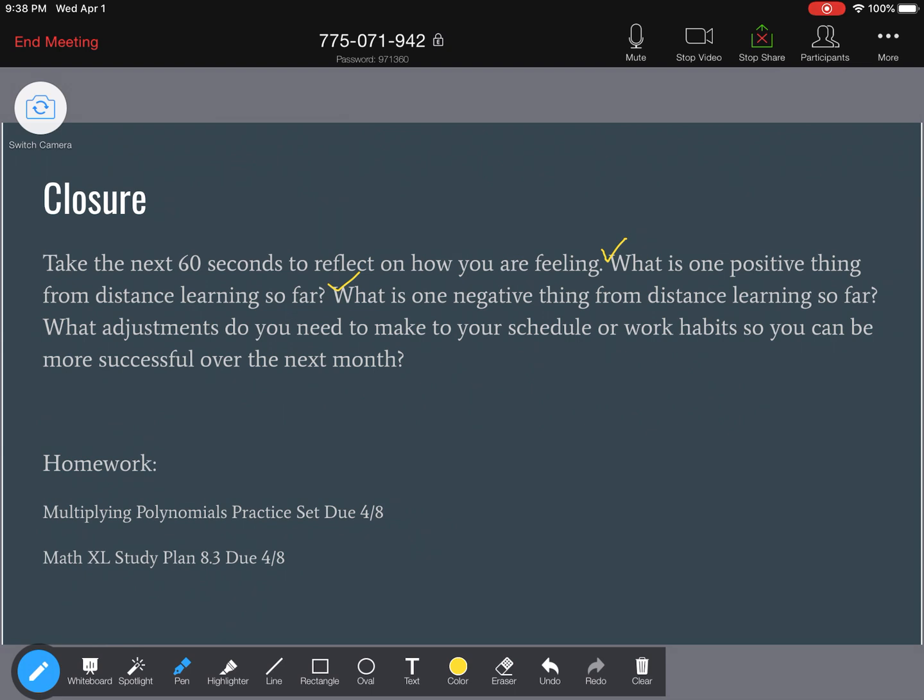And then take some time to think about what adjustments you need to make to your schedule, to your sleeping habits, your working habits, maybe the environment that you're trying to do your schoolwork in, so that you can be more successful over the next month. We just got word that school is going to definitely be out until April 30th, and so we've been extended another 2 weeks. So how can you be the most successful over the next month? And then don't forget your homework.